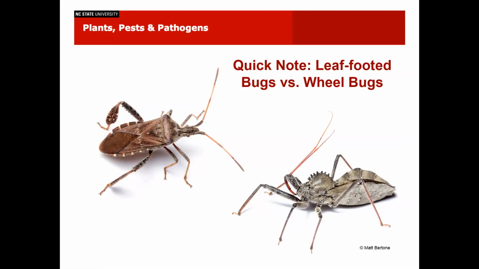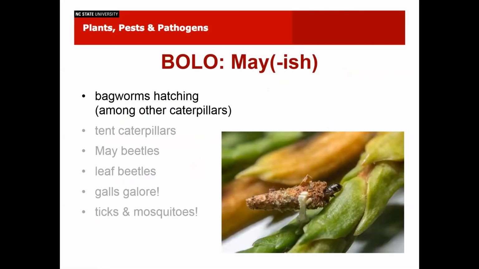Okay. All right. So now for a few BOLOs. I started doing some things and I realized we're going to be doing BOLOs every month, so it makes things a little bit different. So this is May-ish BOLOs. They may be end of next week or so, maybe early June. So bagworms hatching. Lots of other caterpillars are out and about, but with bagworms, people don't notice them until June, but that's when they've gotten too big to control.